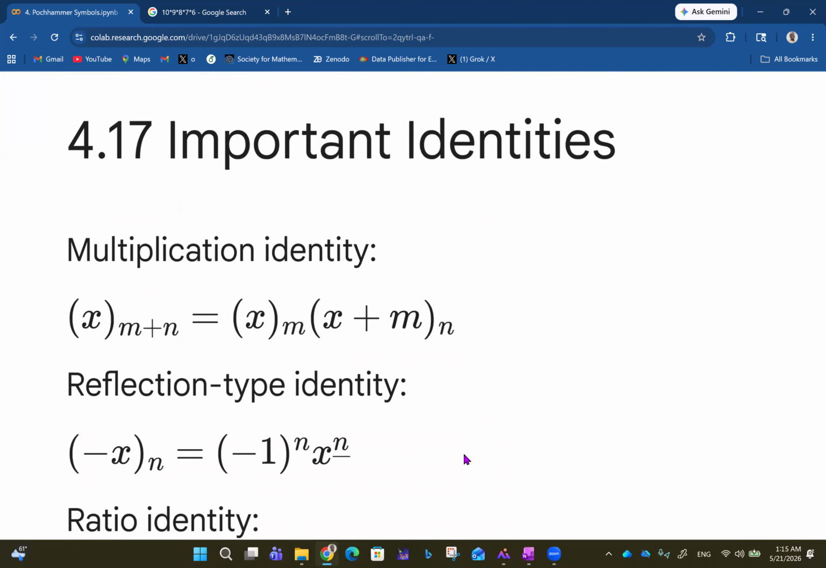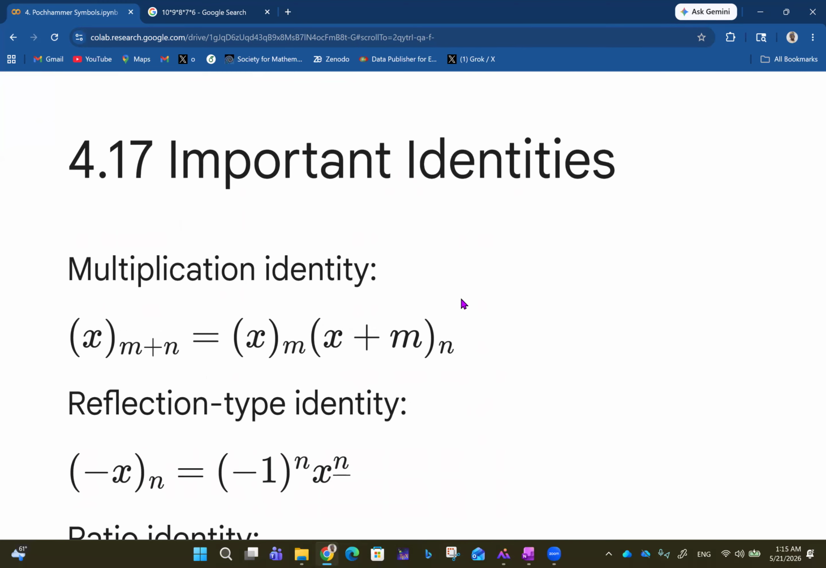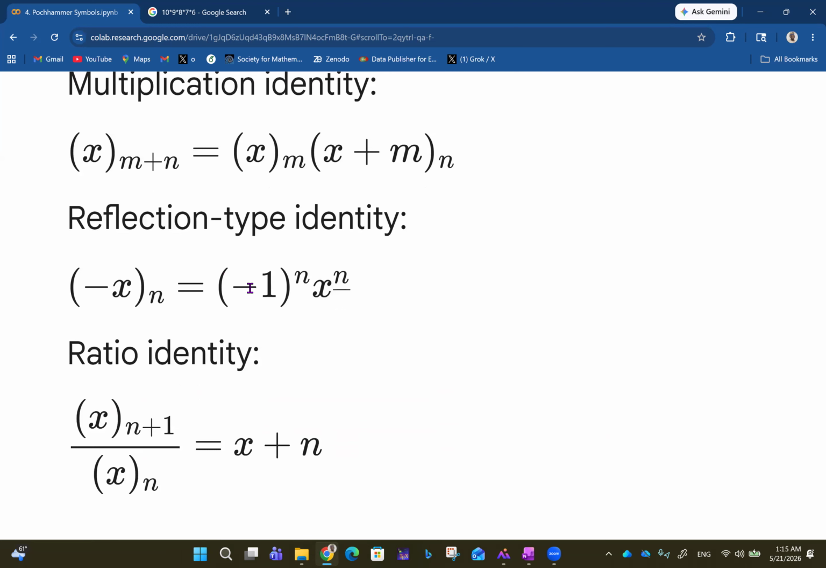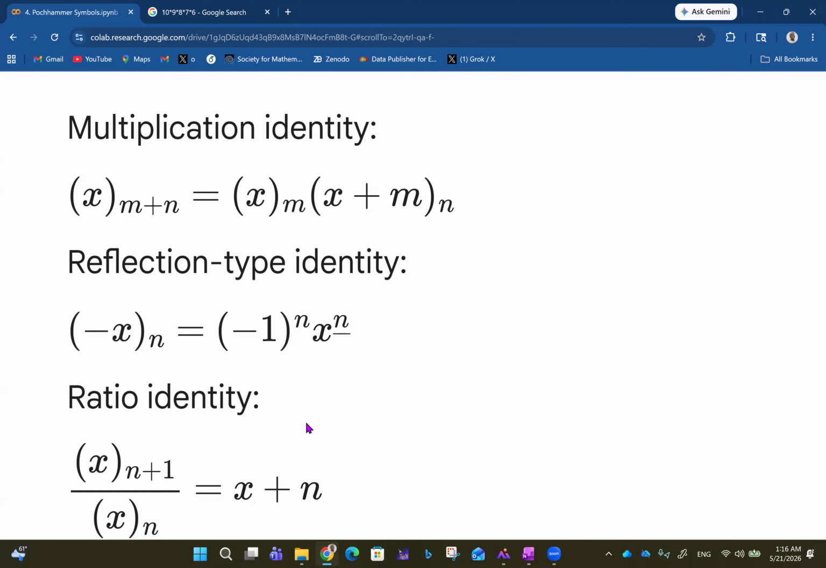So there are some important identities we need to pay attention to. So we have a multiplication identity that x sub m plus n is the same thing as x sub m into x plus m sub n, like that. And then a reflection type identity, here we see that minus x sub n is the same thing as minus 1 raised power n times the falling factorial of x. So the rising factorial here is equal to minus 1 raised power n times the falling factorial. So we also have the ratio identity that x sub n plus 1 over x sub n is the same thing as x plus n, like that. So these are very powerful identities that can be helpful for us to work with.